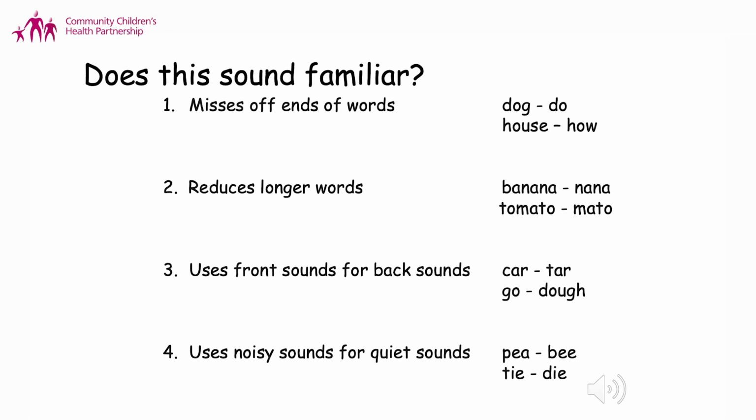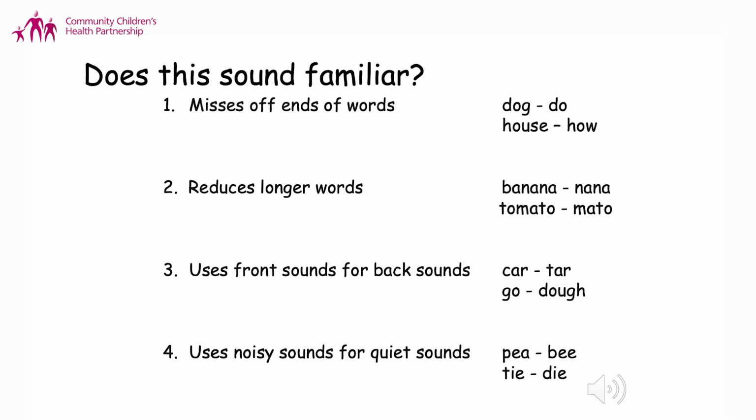Another example might be where a child reduces longer words. So banana becomes nana, tomato becomes mato. This is also called weak syllable deletion. Your child might use front sounds instead of back sounds, so car becomes ta, go becomes do. This is also called fronting.